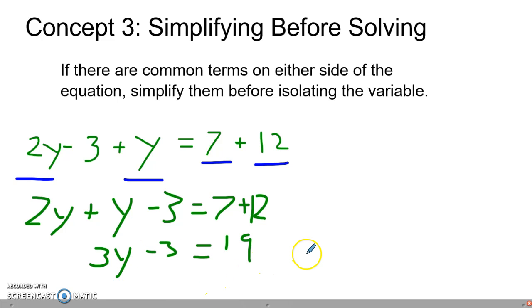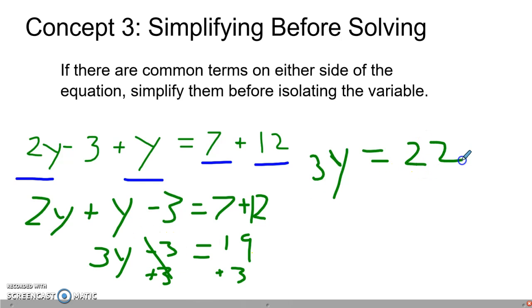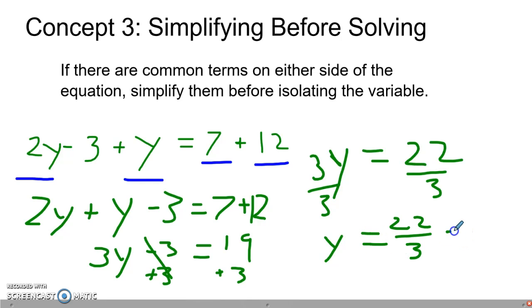And now you'll go back and solve it as a regular two-step equation. Because they're disconnected, I'm going to add 3, add 3. I have 3y equals, because these cancel, 22. Divide by 3, divide by 3, and you have y equals 22 thirds, or 7 and 1 third. All right, and that is it.